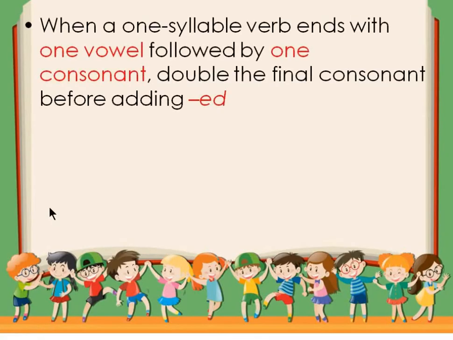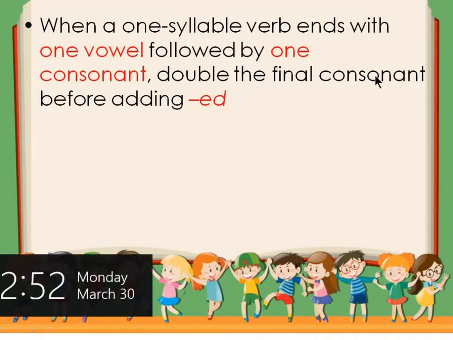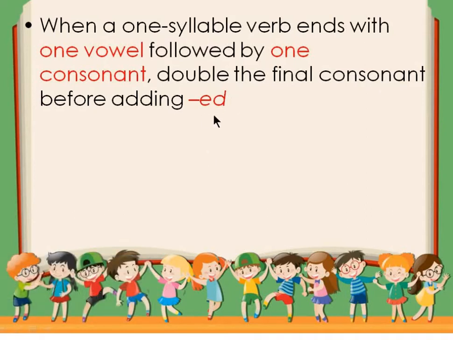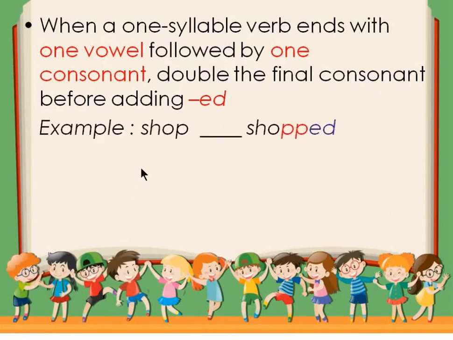You also need to remember that when a verb ends with one vowel followed by one consonant, you need to double the consonant before adding the ed. For example, shop will become shopped. Observe the vowel here. Yes, this vowel is actually a short vowel sound. So what you will do, you're going to double the consonant before adding the ed.